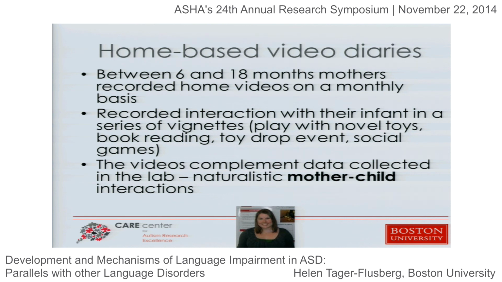And the data complement what we collect in the lab, but provide us with a fairly naturalistic mother-child interaction, from which we can ask the question, and I'm just going to go through these slides quickly and not go into the details of all the different work here. Are moms of high-risk infants interacting differently with their babies, particularly around language and gesture? And are the mothers of the infants who end up with autism interacting differently to the other two groups?